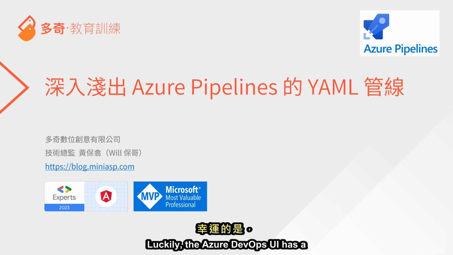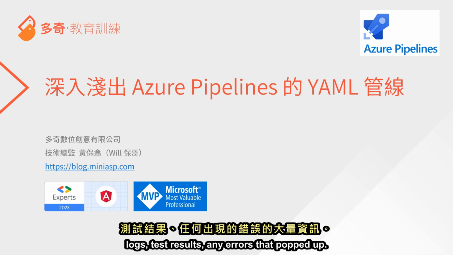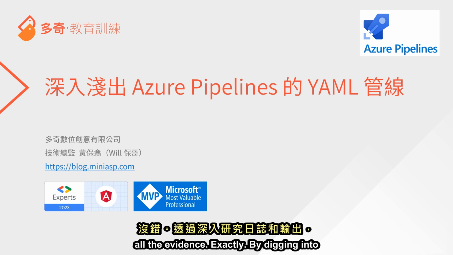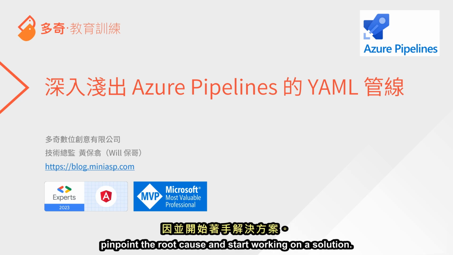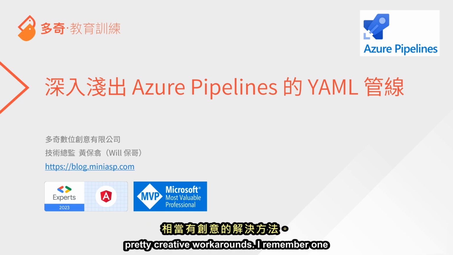Luckily, the Azure DevOps UI has a ton of information about your pipeline runs. Logs, test results, any errors that popped up, it's all there. Like you're some kind of detective gathering all the evidence. Exactly. By digging into the logs and outputs, you can usually pinpoint the root cause and start working on a solution. And sometimes those solutions involve some pretty creative workarounds.